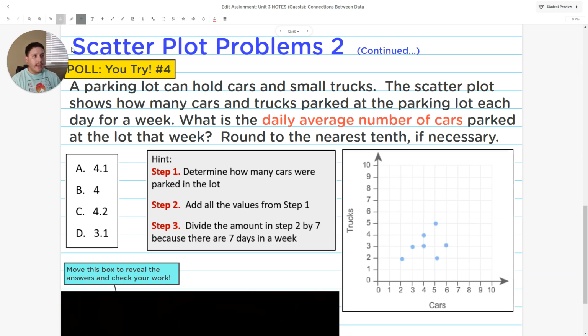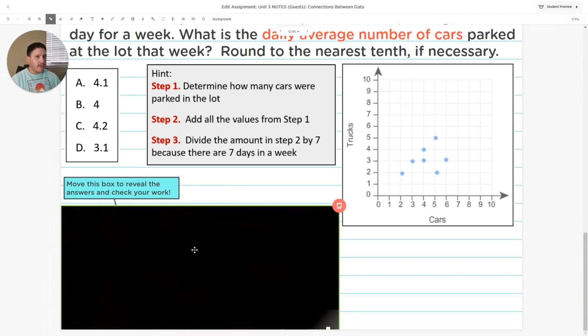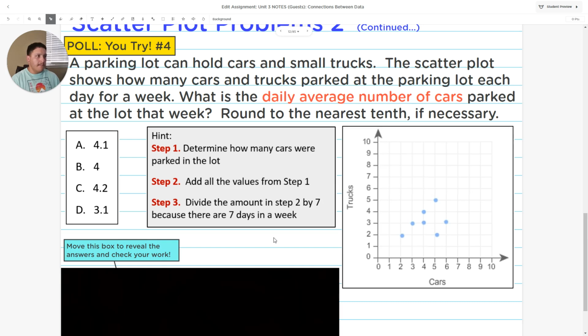So, again, pay attention to what it says: daily average of the number of cars. So you're going to be looking at one part of the scatter plot and using the numbers for cars for your daily average. Here are the steps to remind you, and here are the possible answer choices. So go through the work. Check your answer if you're on ClassKick behind that box to see if you're doing everything correctly. And pause the video to try this on your own. Otherwise, I'm going to continue on and show y'all how to do this.